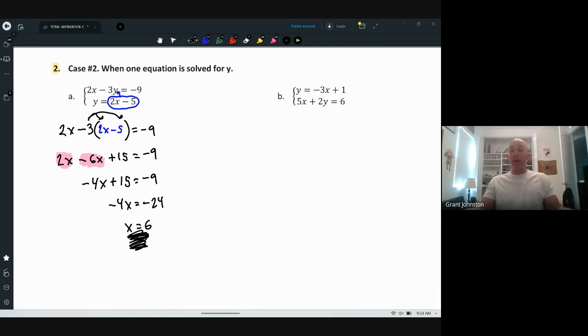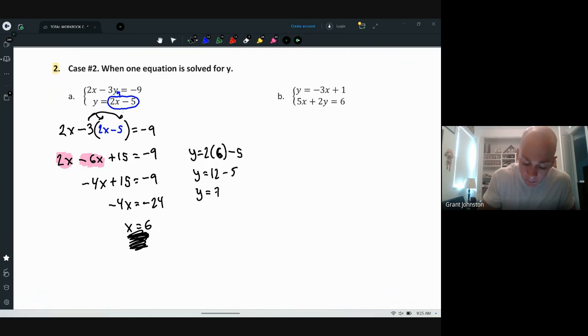And then since I have x, I still need to get y. So I can plug it into either equation up there, but it's easiest just to plug it in that second one where it says y equals 2x minus 5, because that's just easy. So I just need to do y equals 2, plug in 6 for x, minus 5. So y is going to be 2 times 6 is 12, minus 5 is 7. So as an ordered pair, remember x goes first, y goes second, 6, 7.